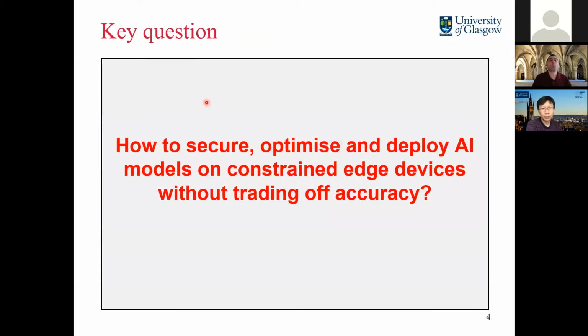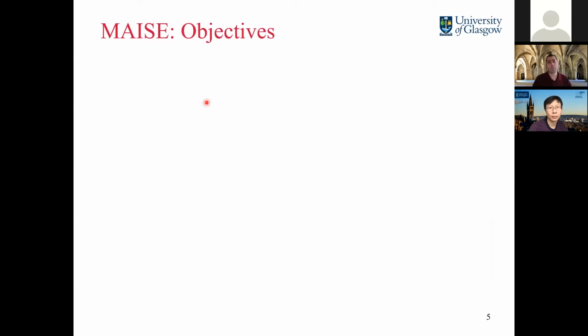Well, so we have now the background. So what is the key question we want to answer in this project is, okay, how to secure, optimize, and deploy AI models or AI applications on constrained edge devices, but without trading off the accuracy, right? This is a very important part. So in order to answer this question, in this project, we have three main objectives.